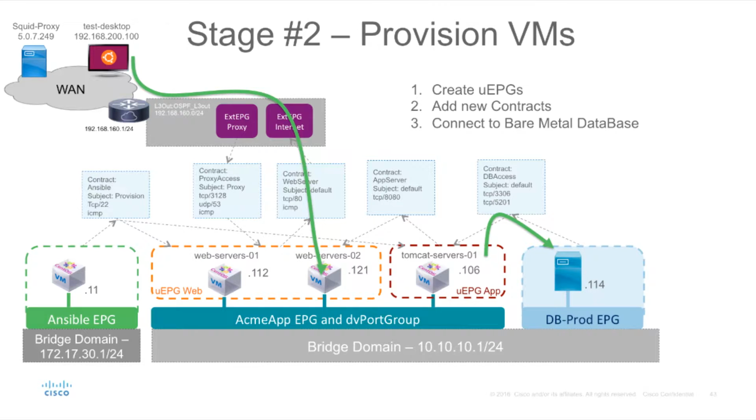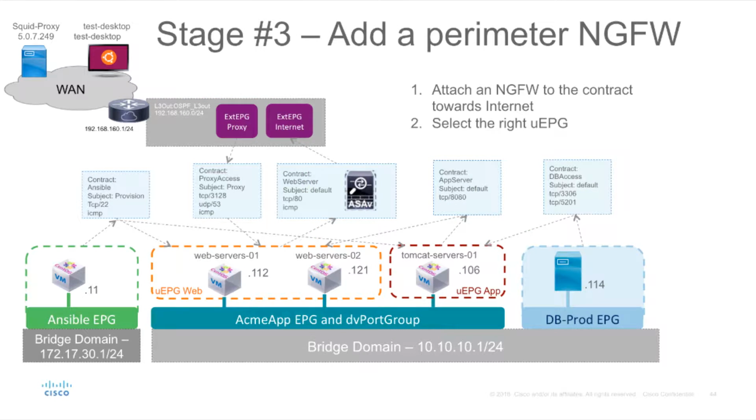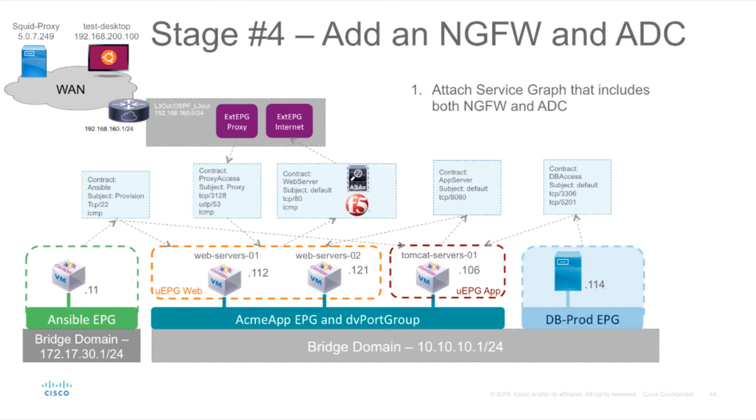Then we will augment the contract to provide a next generation firewall for filtering the traffic that goes towards the web servers. We will do this by adding a service graph to the contract that provides access to the internet, and we will also add another service graph that adds an additional load balancer behind the firewall. Let's move to the demo.